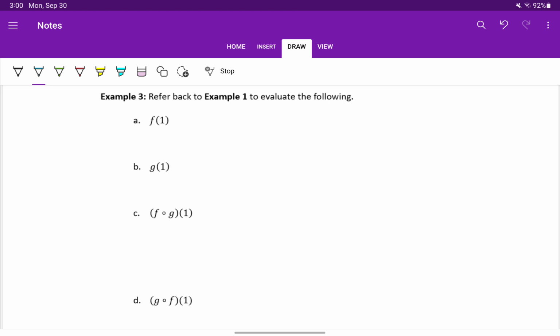In example 3, we want to refer back to the functions that we had in example 1. First, we want to evaluate f of 1, which means we'll take our function f and evaluate it when x is equal to 1 to get 7. In part B, now we want to evaluate g of 1, meaning we need to look at that function g and evaluate it when x is equal to 1. Which in this case gives us 9.